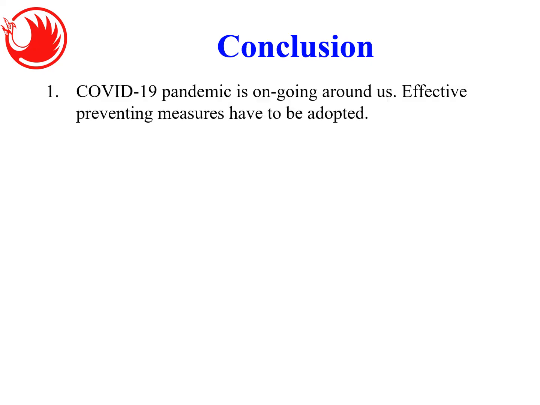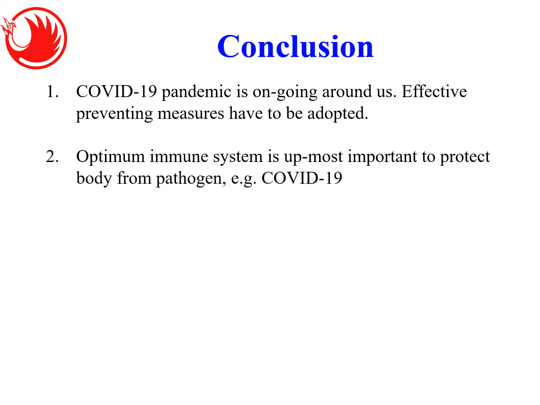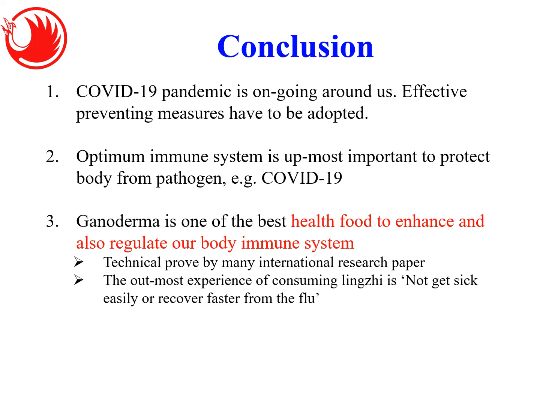So let me do a conclusion. The COVID-19 pandemic is ongoing around us. WHO just declared today or yesterday night that I think we will only see the pandemic subside towards 2024, if I'm not wrong. So there are a few years down the road to go. An optimal immune system is of utmost importance to protect the body from pathogens like COVID-19.